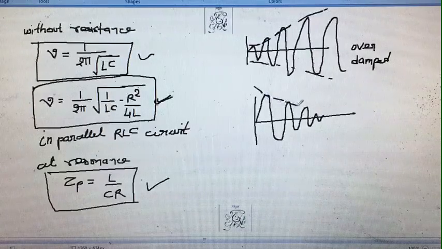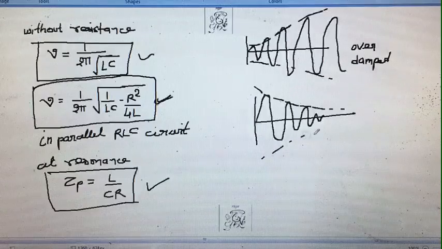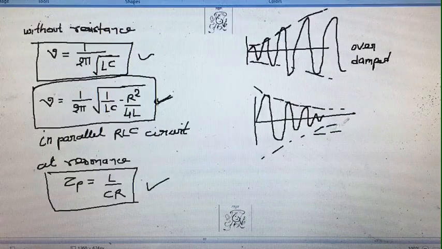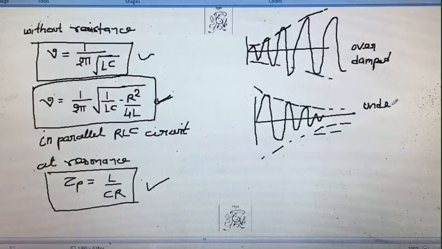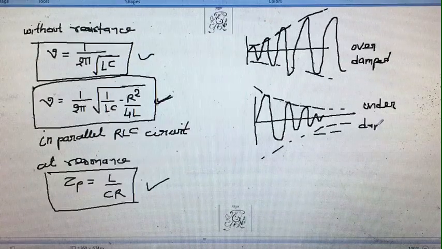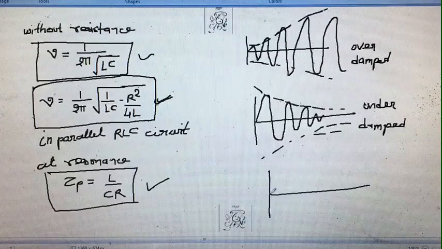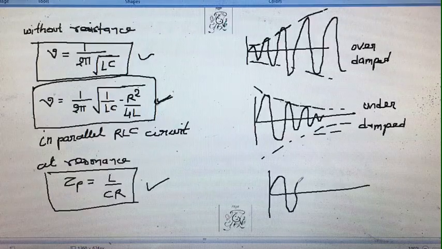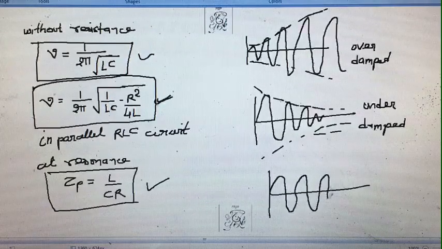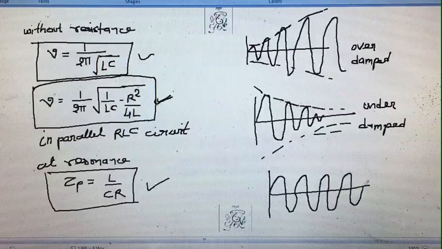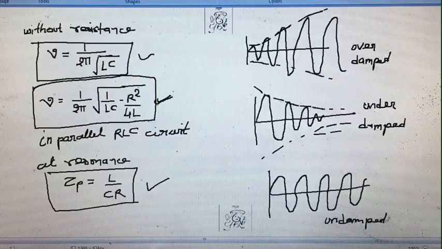When amplitude decreases with time, it is known as underdamped, and when the output is constant, fluctuating between its maximum and minimum amplitude, then it is known as undamped. So, in all these three signals, there is a frequency generated by the LC circuit.